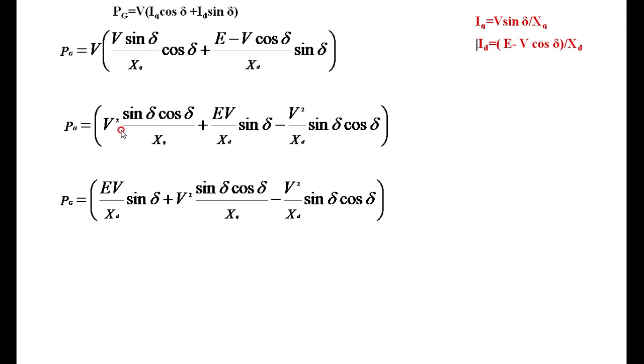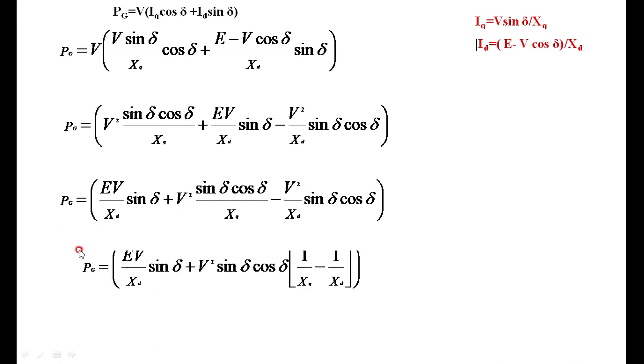Then the second and the third term I am writing as it is, v square sin delta cos delta by x_q minus v square by x_d sin delta cos delta. In this, the second and third term, I have got v square sin delta cos delta common. Taking it out, what I am getting is 1 by x_q minus 1 by x_d. That is the equation I am getting here.